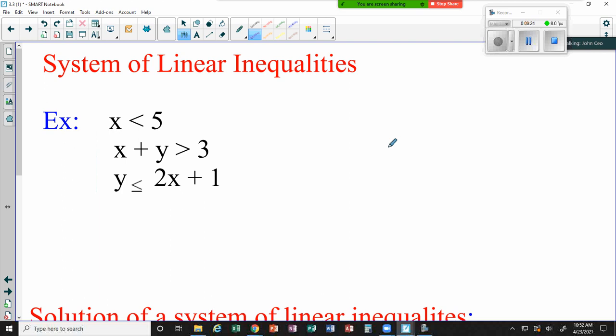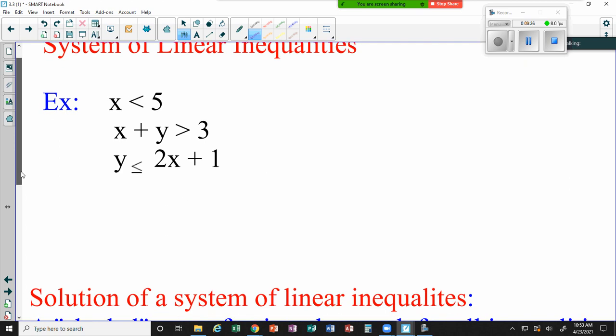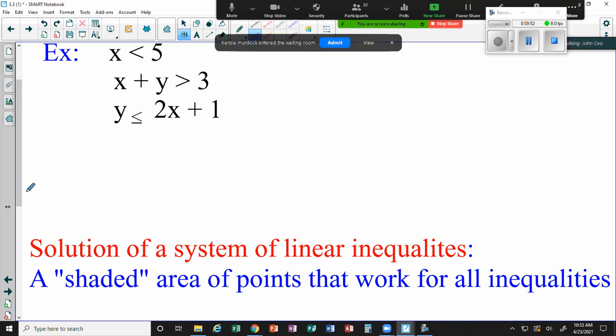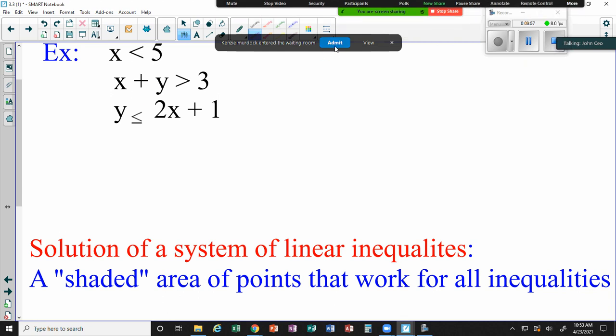All right, a system of linear inequalities is where you have multiple of them. It's like a system of equations. Okay, so this one has 3 different inequalities. So the solution of the system is where all the shaded areas overlap. Okay, so the shaded areas are the solutions for all of them. Like when we did our systems before, is where they intersected. Now it's going to be where the shaded areas intersect, or where the shaded areas overlap.